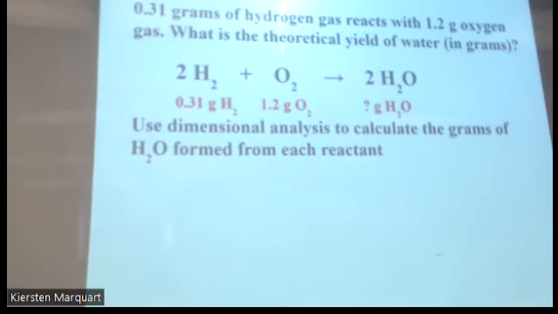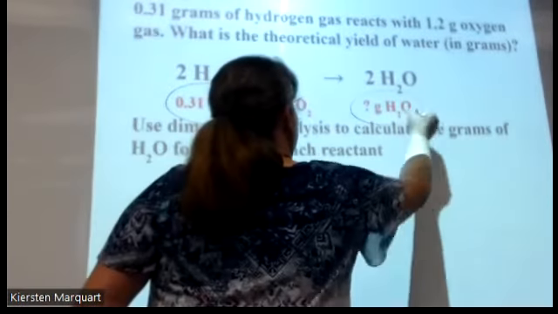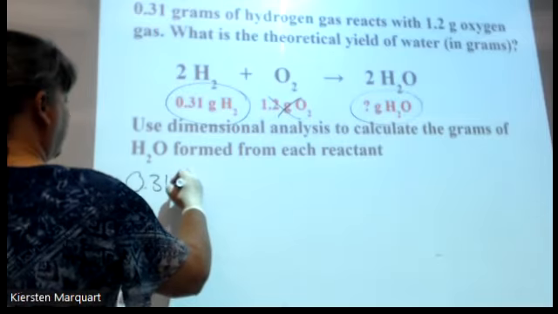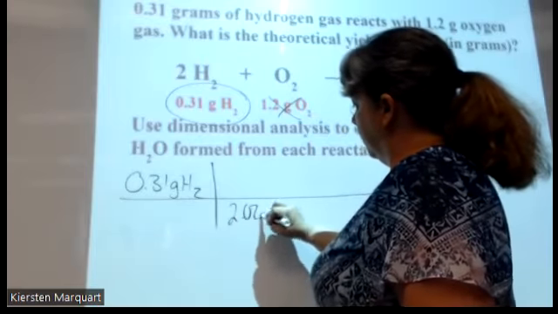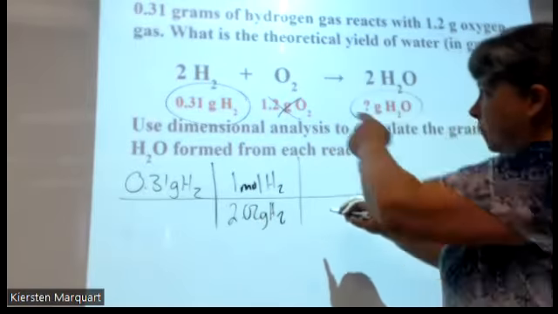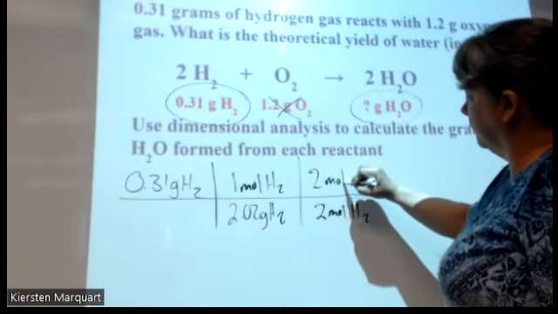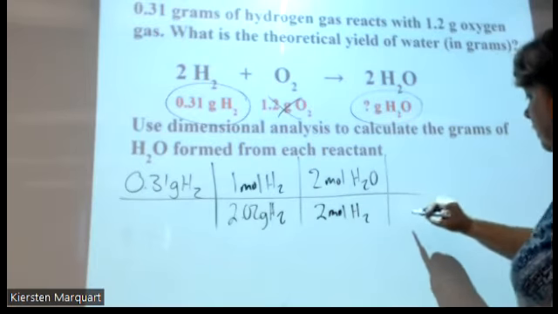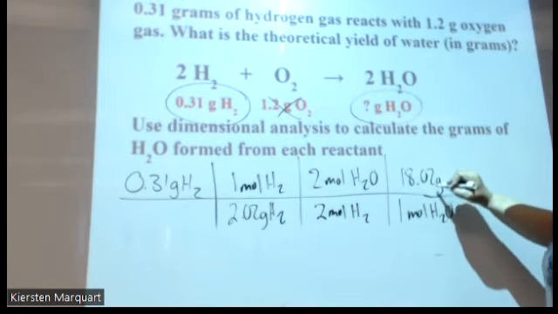Then we're going to go on and introduce something called percent yield. So here's your second example of a limiting reactant problem. We're going to start with this information. So 0.31 grams of H2, 2.02 grams of H2 in 1 mole of H2, 2 moles of H2 to 2 moles of water, 1 mole of water has a mass of 18.02 grams.